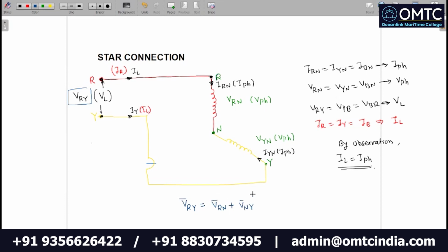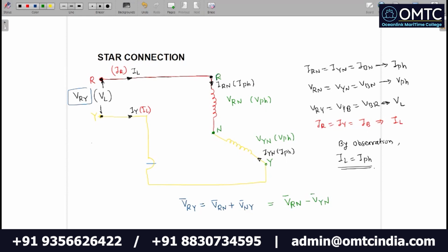This is phasor addition. VRY is equal to VRN plus VNY. But you can observe here, in this yellow phase, current is going from Y to N. So that's why instead of writing VNY, I have to write minus VYN.